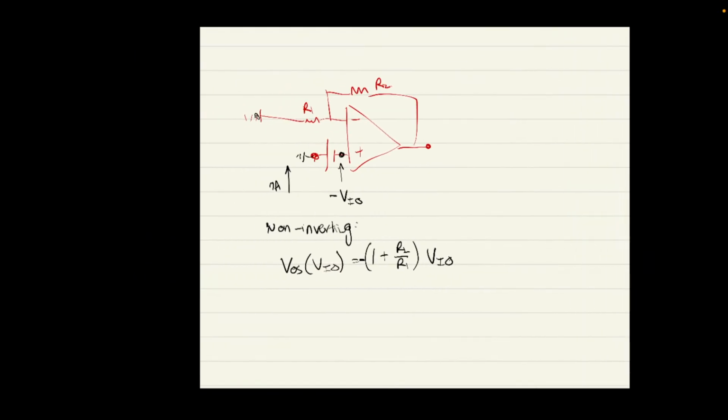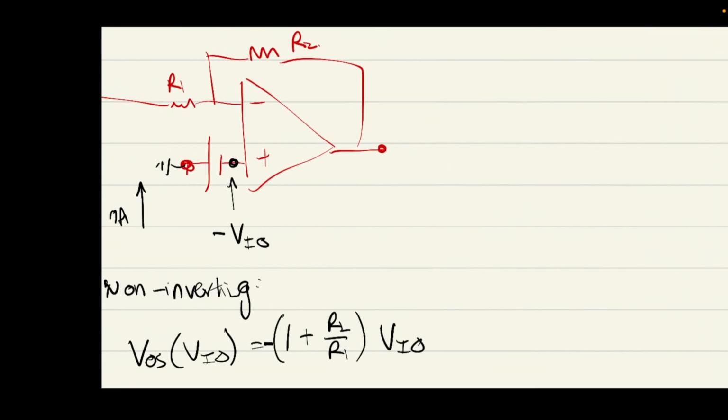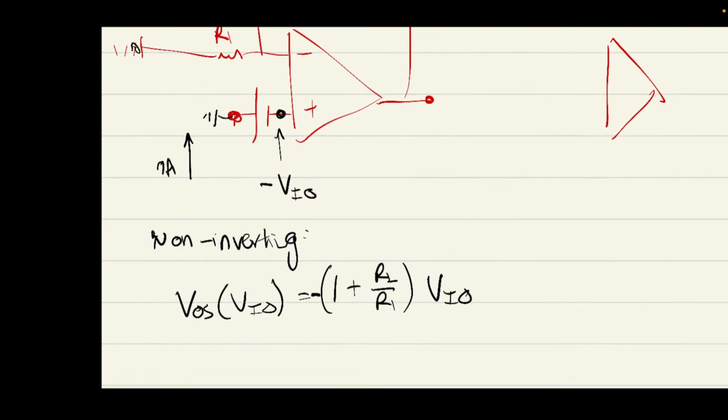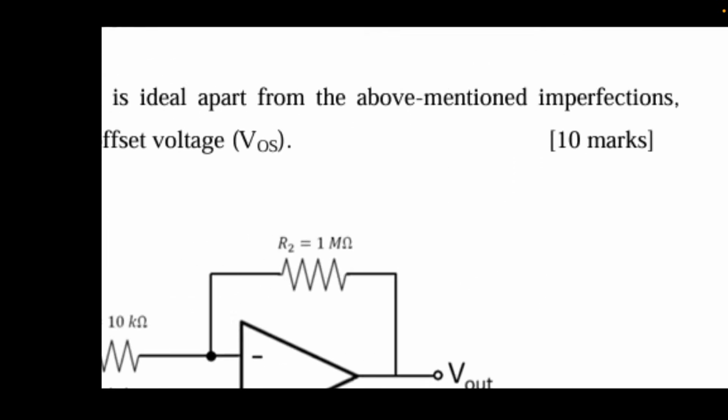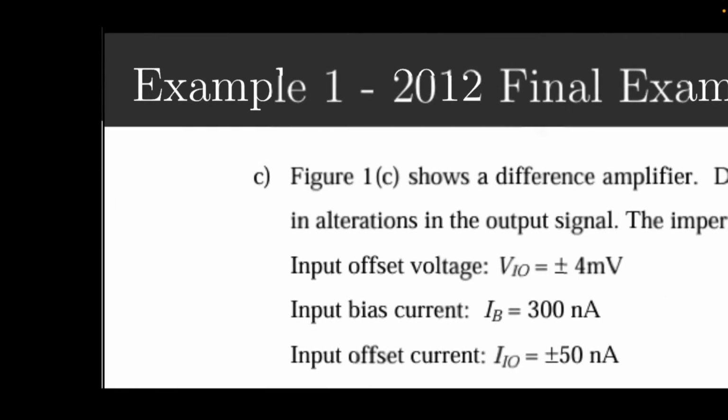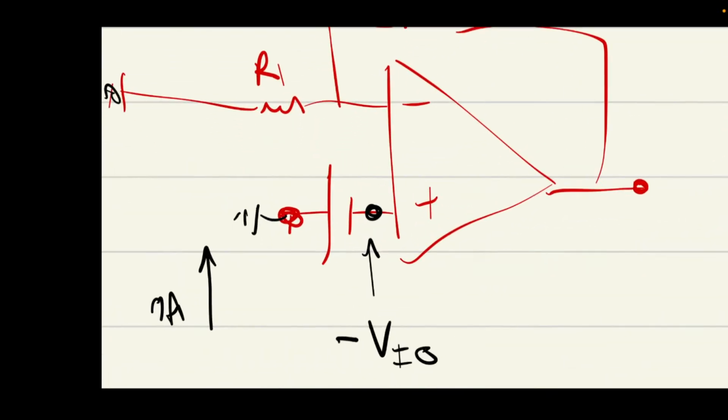Alright, let's try the next one. Does anyone have any questions about that first one? Wait, why is it negative Vio? Does it matter if you do negative Vio or positive Vio? It won't matter in the end, because if you look at the formula, we're taking the absolute value. But if you want to know the reason why it's negative, it's because the way that we've drawn this, it has a polarity this way. So the voltage drop is actually towards the positive terminal. So we're going to have a drop of Vio.